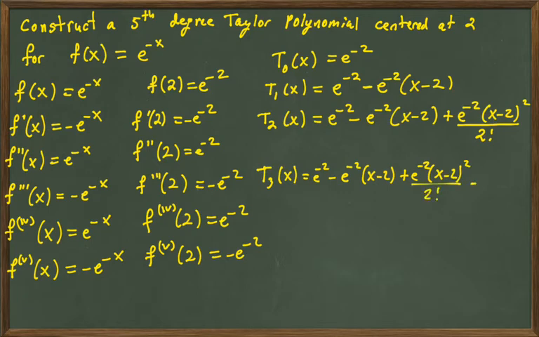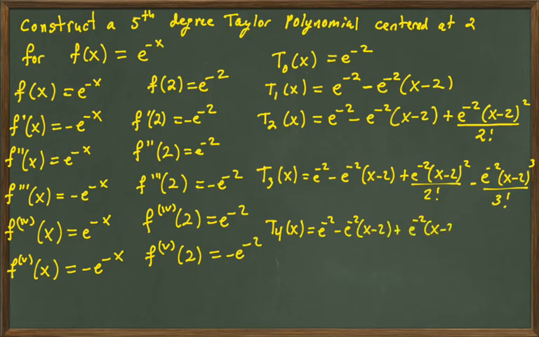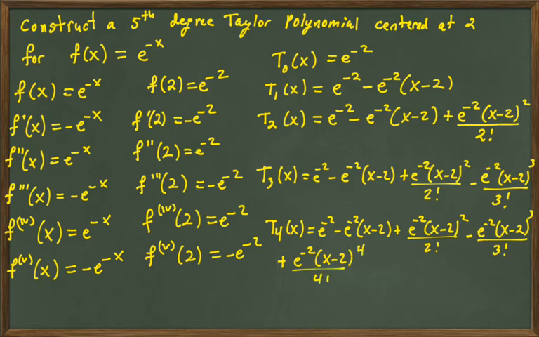And that new piece will be f triple prime evaluated at 2, which is negative e to the negative 2, x minus 2 to the third power divided by 3 factorial. The fourth degree Taylor polynomial centered at 2 is going to be the third degree Taylor polynomial, and we'll just have one more extra term to it. And that new term will be the fourth derivative of f evaluated at 2, which would be e to the negative 2, x minus 2 to the fourth over 4 factorial.